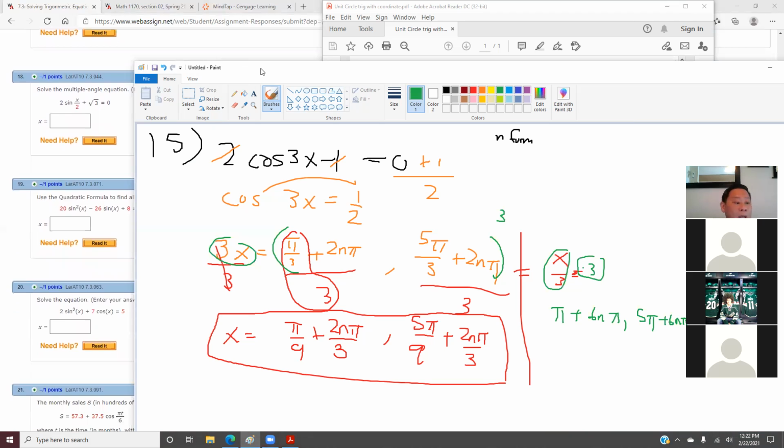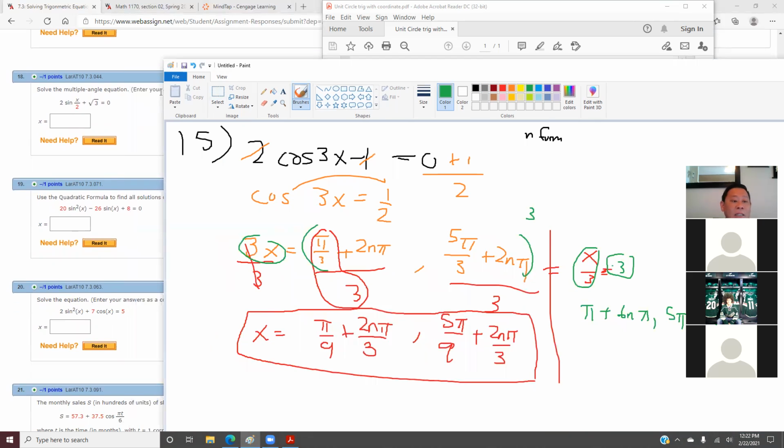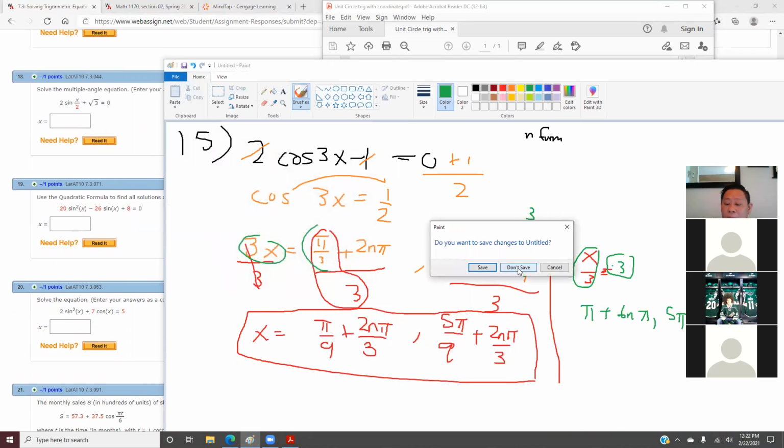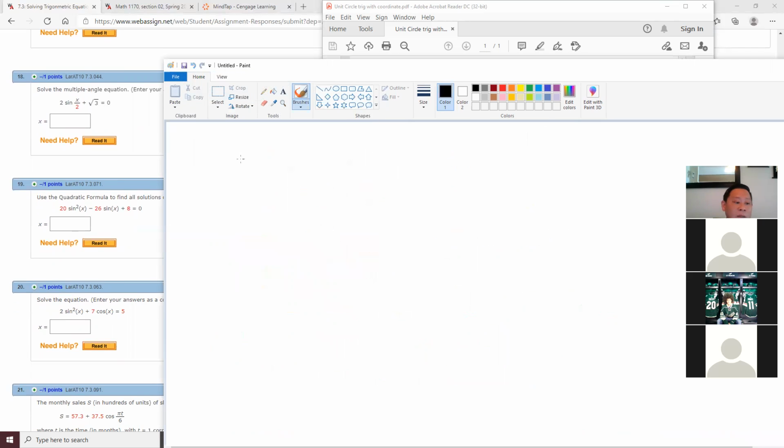All right. The next one is 19. Can someone tell me what can we reduce for 19? What can we divide first? Reduce question 19 by what?